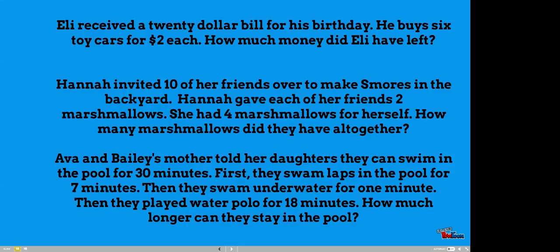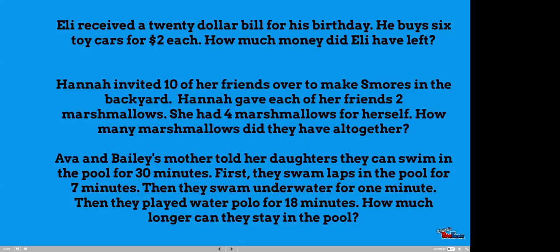Number 1, Eli received a $20 bill for his birthday. He bought 6 cars for $2 each. How much money does Eli have? Students can use this as they draw a picture, use a base 10, or be able to use the number line. The second one, Hannah invited 10 of her friends over to make s'mores in the backyard.